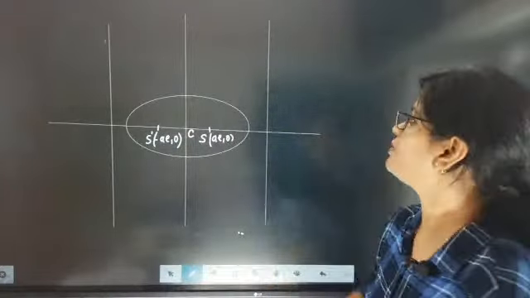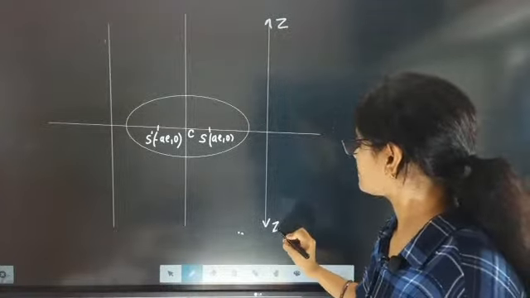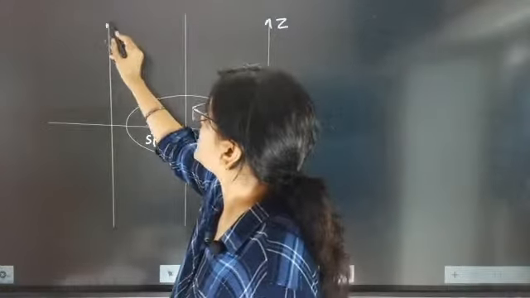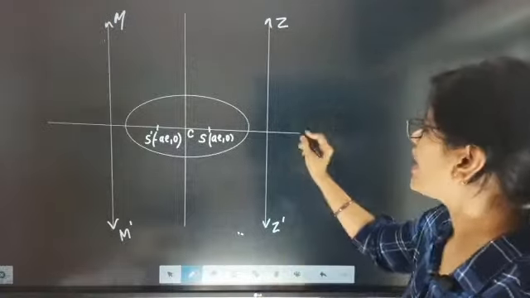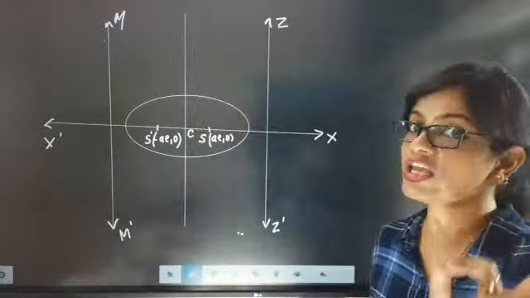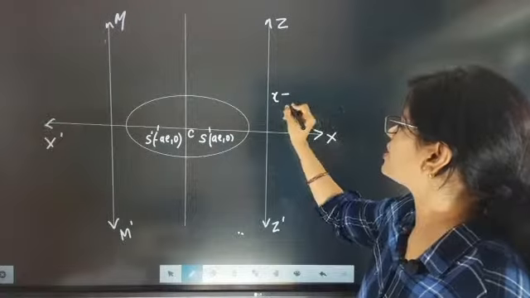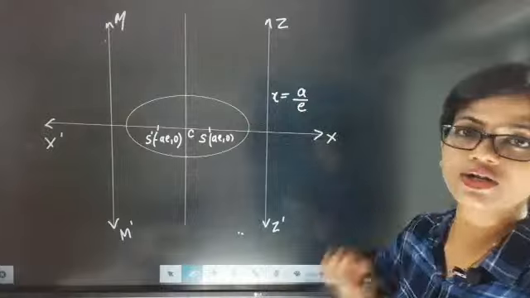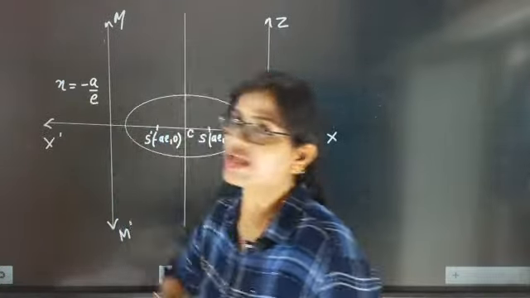Two directrix lines will be there. One directrix line is considered as Z dash, and M dash is the other line. They both are directrices, and along the x-axis, these are the key points I am discussing, remember. The equation of this directrix line is x equal to a by e. The equation of this other directrix line is x equal to minus a by e.